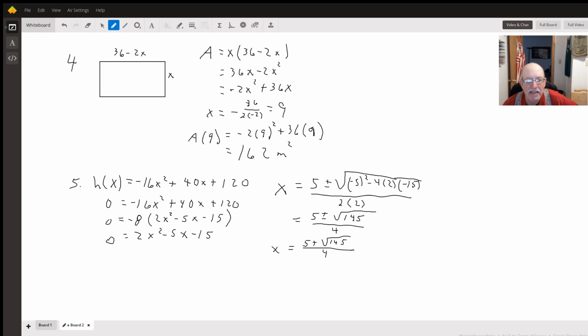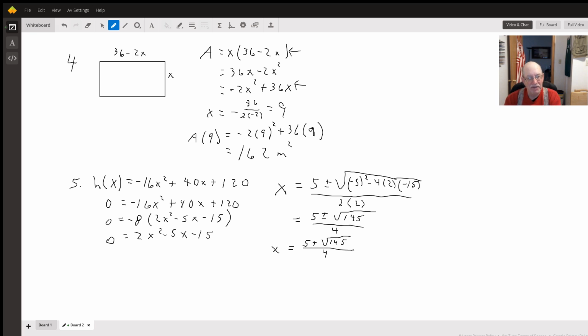Plug 9 back into the function. I just plugged it back into this one. You could plug it back into the first one. Doesn't matter. I get -2 times 9 squared plus 36 times 9. That comes out to be 162 square meters.